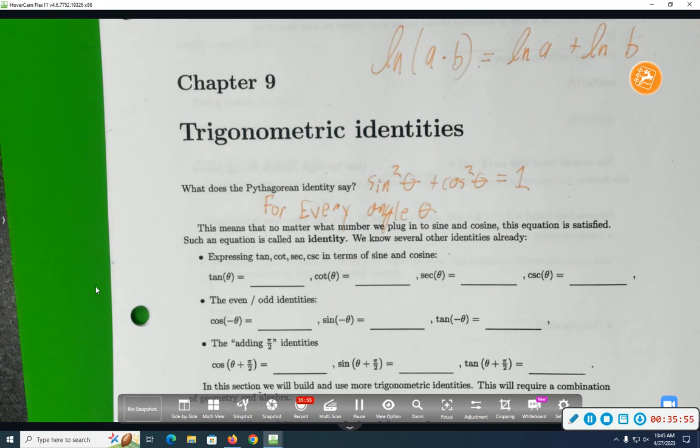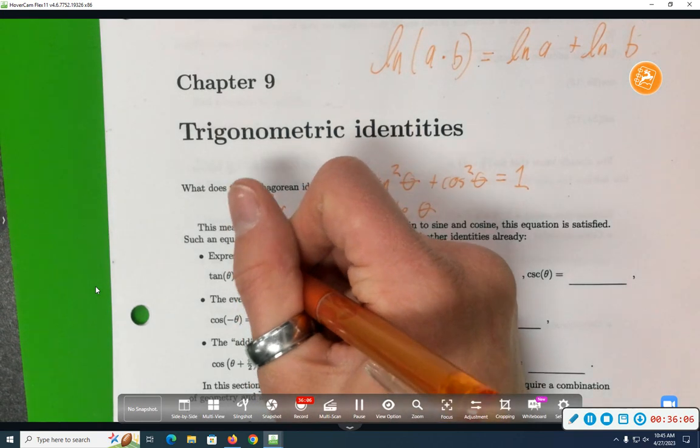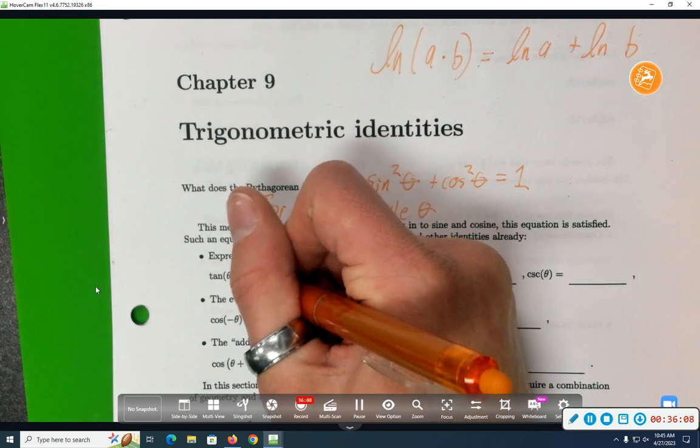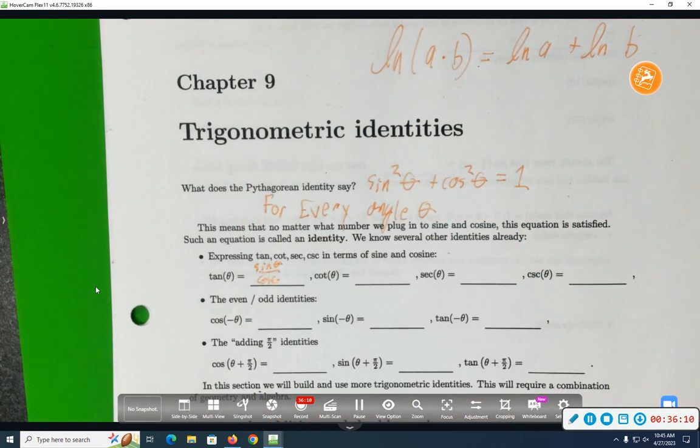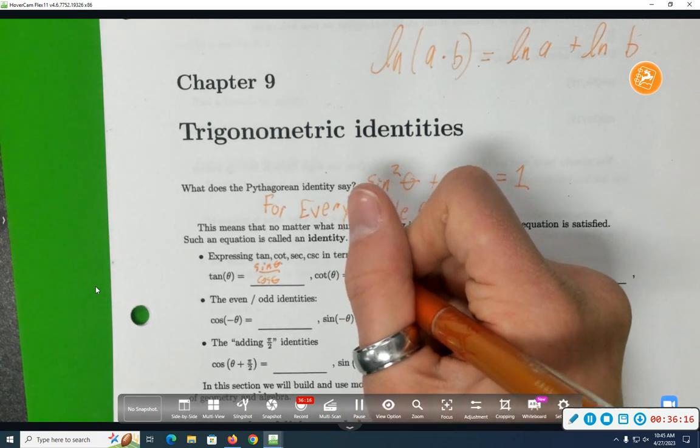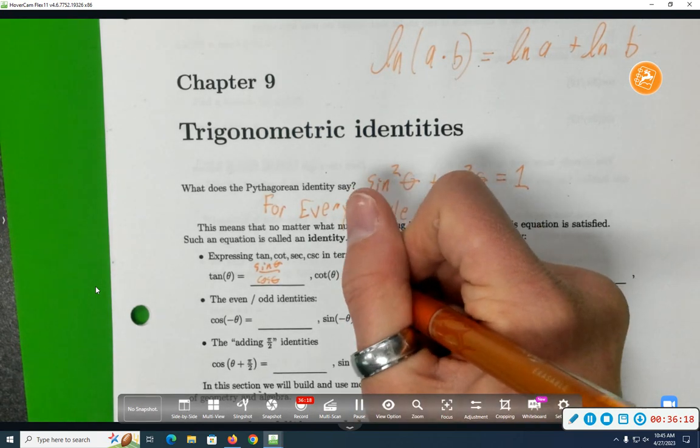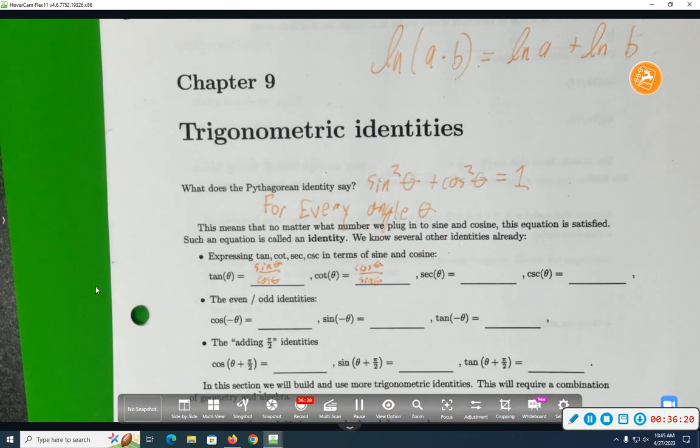Cool. So we've seen lots of identities in the past. In fact, here are some other ones we know. What's tangent equal to in terms of sine and cosine? Sine over cosine. So one of the identities we know is tangent theta is equal to sine theta over cosine theta. What's cotangent equal to? Cosine theta over sine theta. Secant?